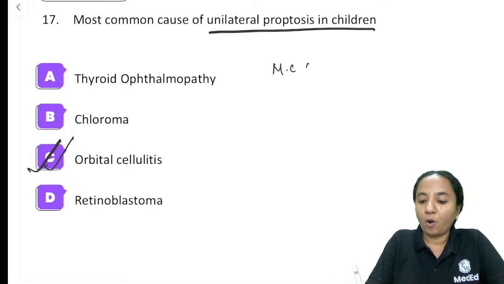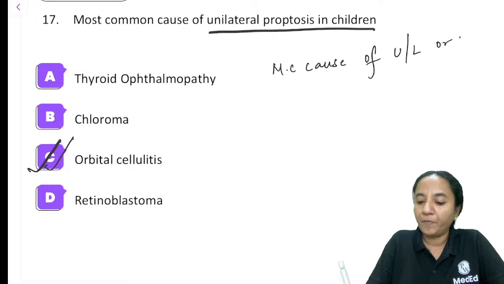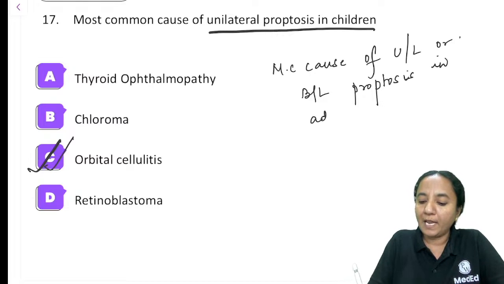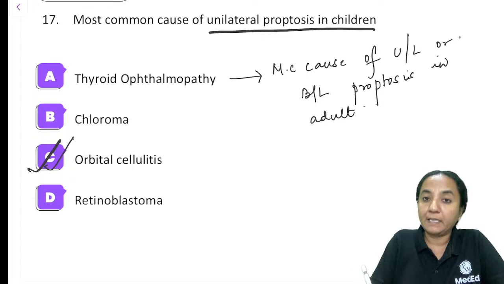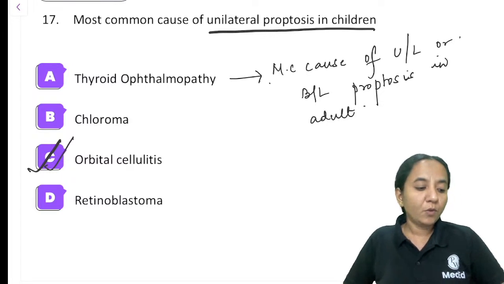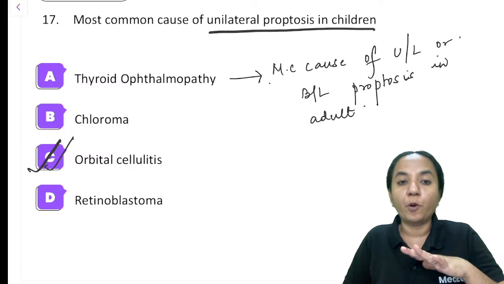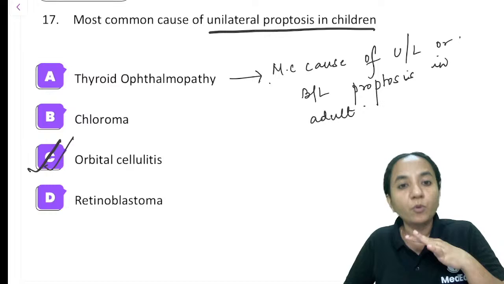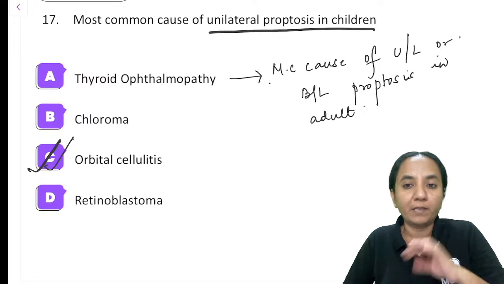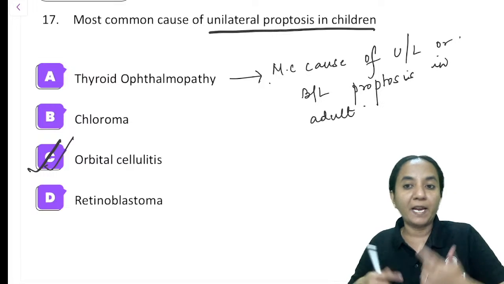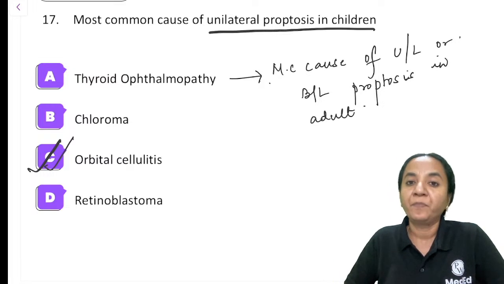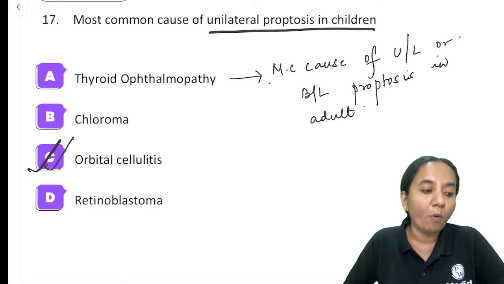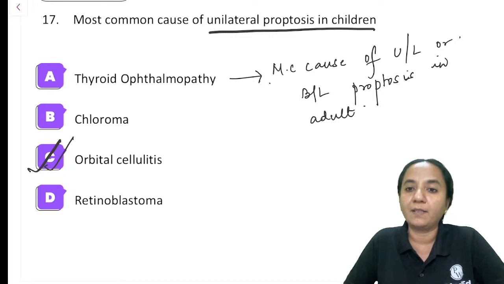And what is the most common cause of unilateral or bilateral proptosis in adults? The most common cause of unilateral or bilateral proptosis in adults is thyroid ophthalmopathy. Okay, so please remember this. In children, proptosis is usually unilateral and acute onset, it's orbital cellulitis. In adults, proptosis is usually bilateral, but it may begin unilaterally. So therefore, the most common cause of unilateral or bilateral proptosis in an adult patient is thyroid ophthalmopathy.